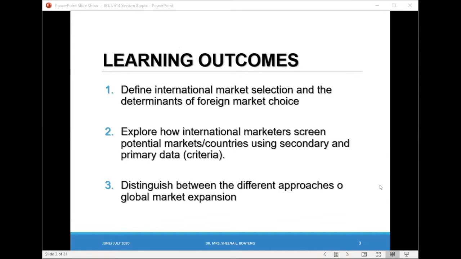The first one being to define international market selection and the determinants of foreign market choice, as well as to explore how international marketers screen potential markets and countries using secondary and primary data criteria, and then to distinguish between the different approaches of global market expansion.